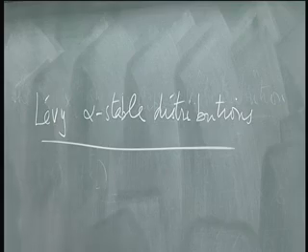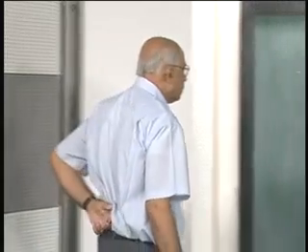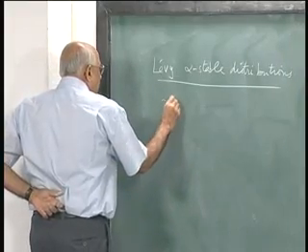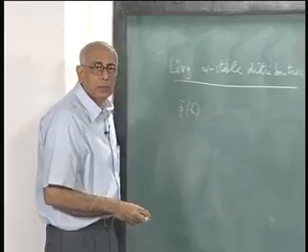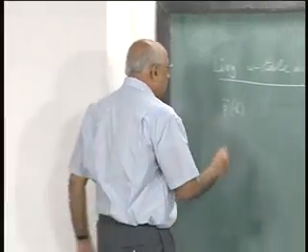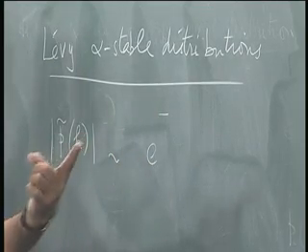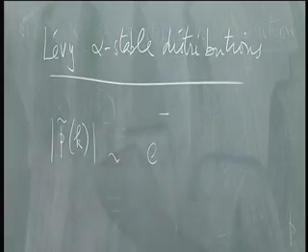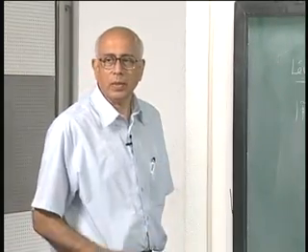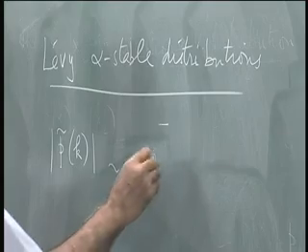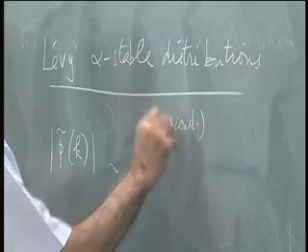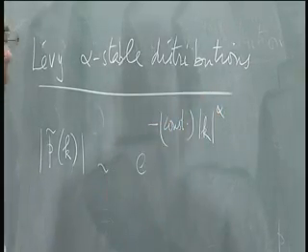There is a technical definition of these distributions, but let me give a simple heuristic definition here. These are distributions for which the characteristic function p tilde of k, the Fourier transform of the probability density function, has a magnitude that goes like e to the power minus something. In the case of the Gaussian, remember the characteristic function was e to the power of ik mu minus k squared sigma squared over 2. So the magnitude was e to the minus k squared. The magnitude here is like some constant times modulus k to the power alpha.